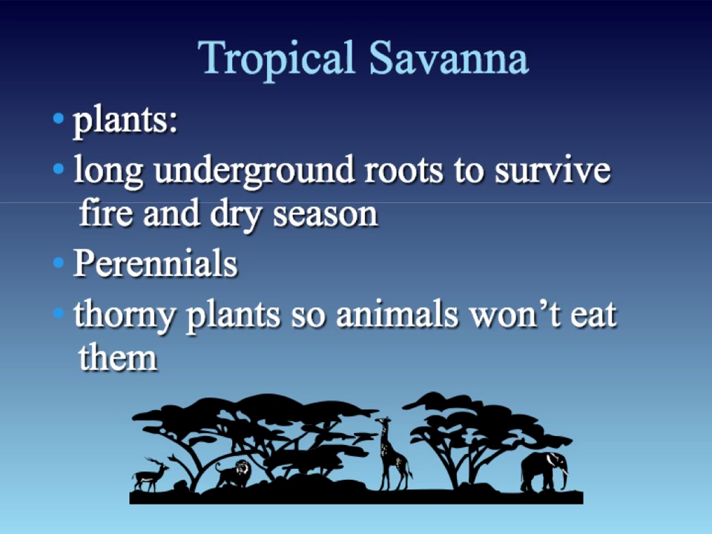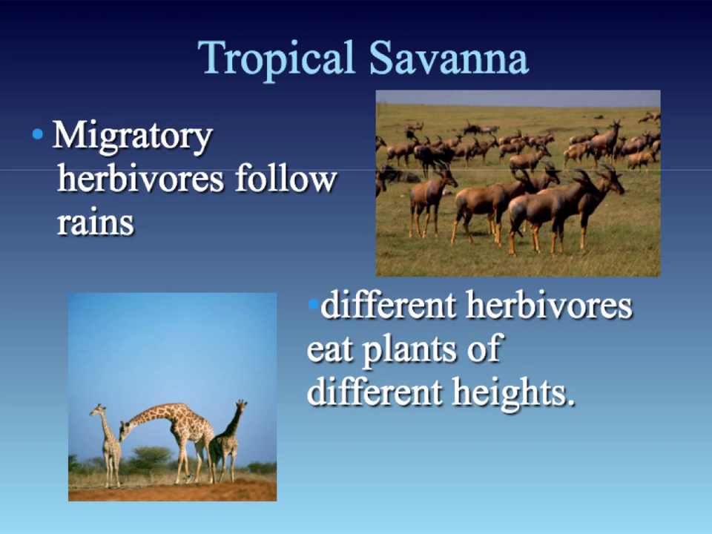They will just regrow. And because they need to be able to survive, usually the plants are very thorny so that the animals won't eat them. Since the growing season is short, they only grow during the wet season, so they want to try to stay alive as much as they can, and so we tend to find thorny plants there.